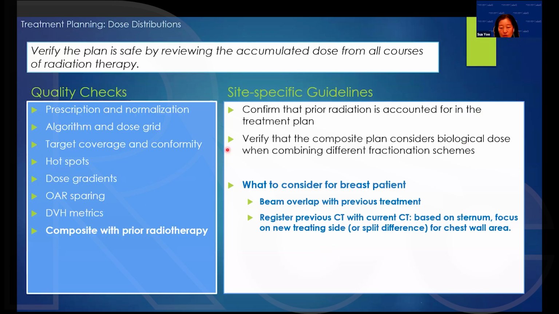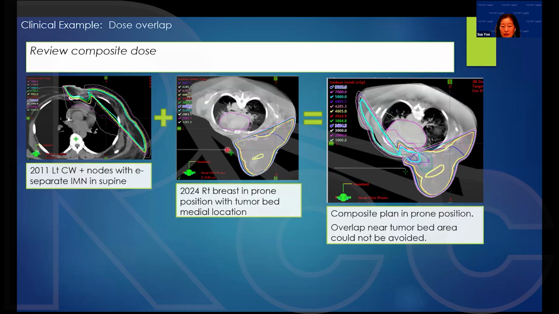And composite dose, yes, we should always plan some if there's a prior treatment. I brought some examples. So this patient had a chest wall plan in 2011, and the patient came back for the other side of the breast. And we decided to treat in prone. How do we align? So we still align based on the sternum. That's the basic point. Align based on the sternum.